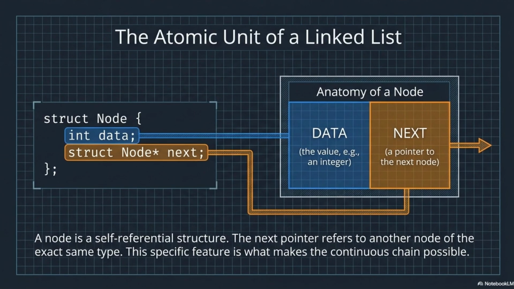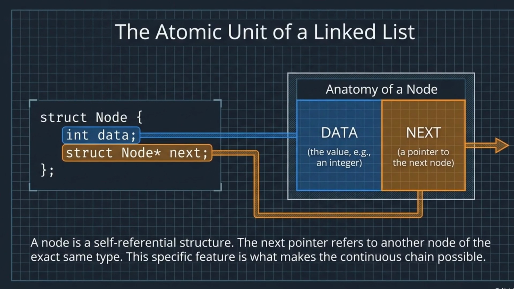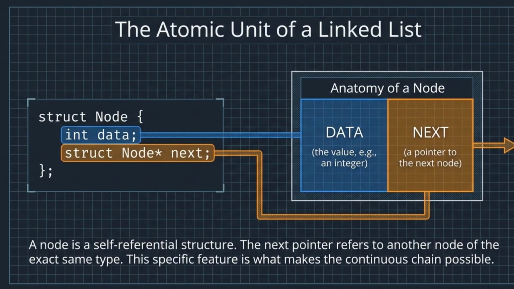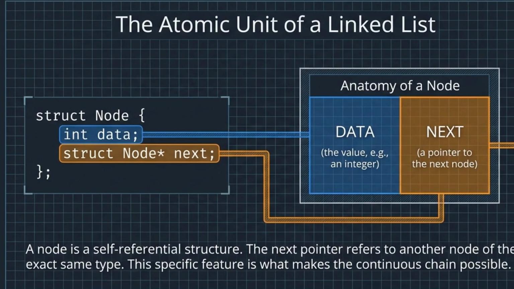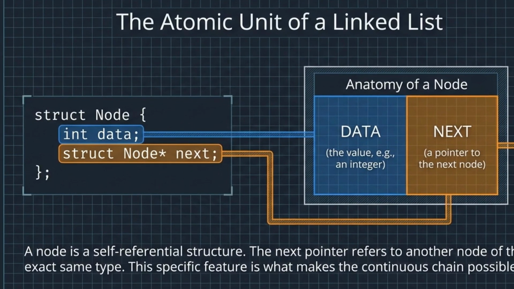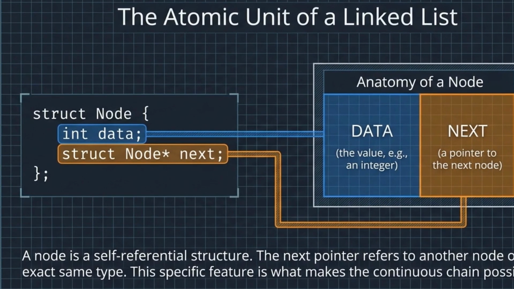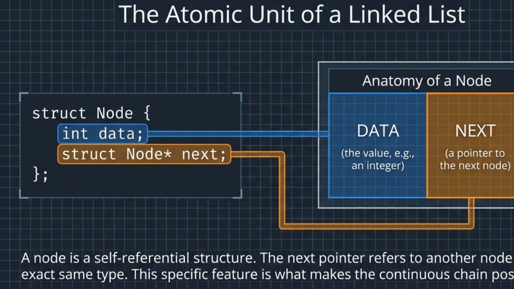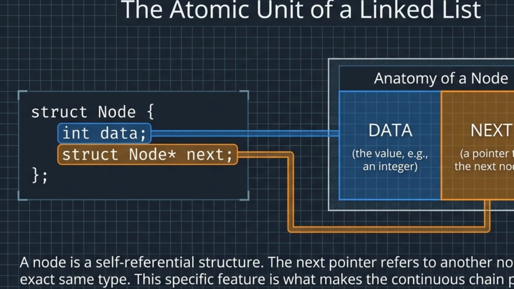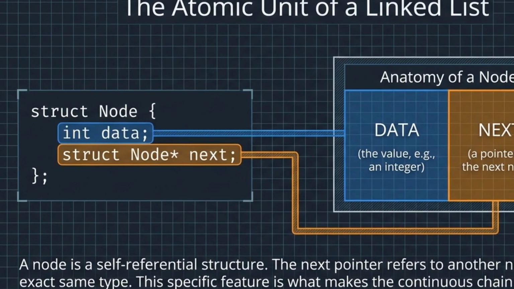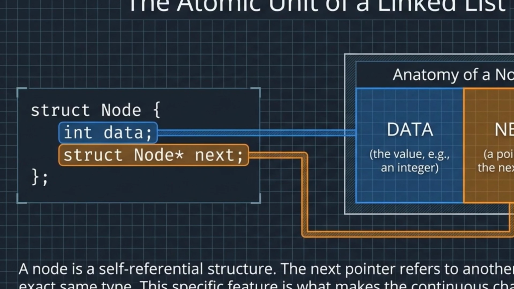So let's look at the anatomy of a single node, our fundamental atomic unit. Look at the struct node definition there. It's split into 2 parts. First, you've got your int data in the blue box, holding the actual value, right? Then, over in the orange box, there's struct node pointer. That is our pointer. Notice how the structure literally contains a pointer to its own type? We call that a self-referential structure, and it's absolutely crucial. This specific feature, a pointer reaching out like an arm to grab another node of the exact same type, is literally the only thing making a continuous chain possible.